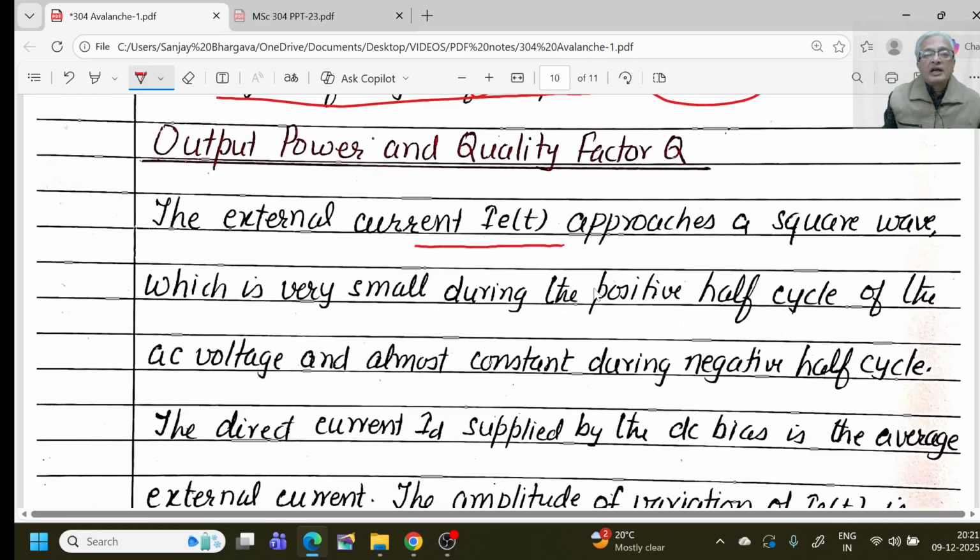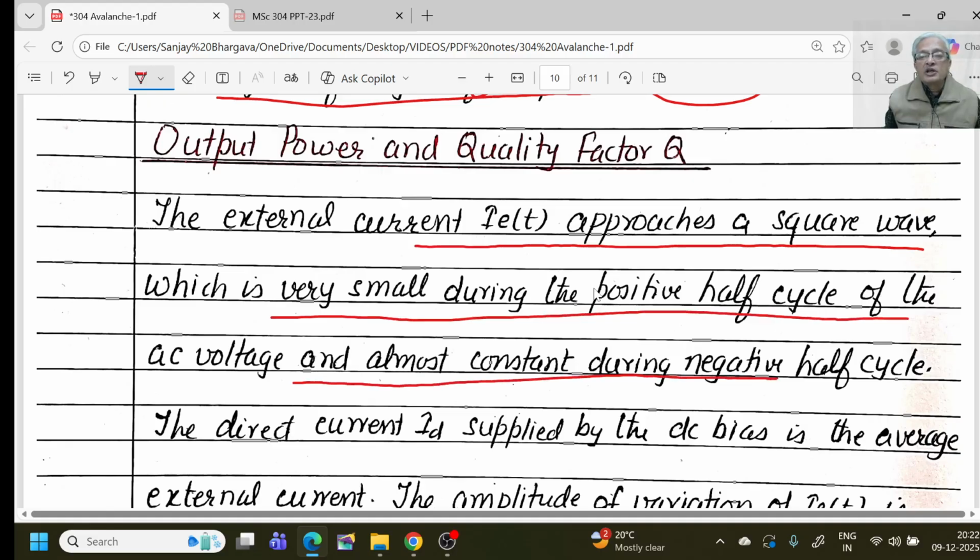The external current IET approaches a square wave, which is very small during the positive half cycle of the AC voltage and almost constant during the negative half cycle. So the square wave formed by the external current IET is in that form: very small in the positive half cycle and, in a way, constant in the negative half cycle.